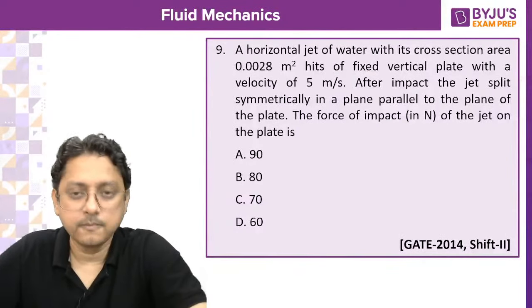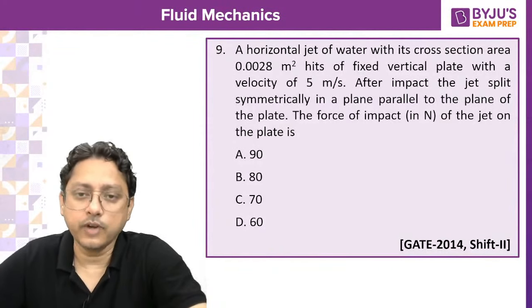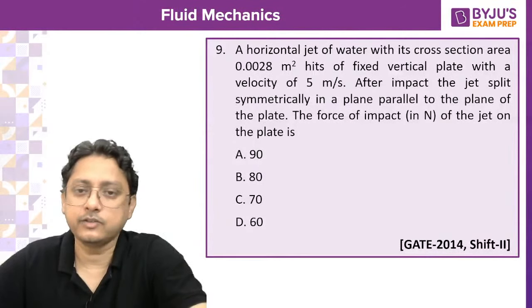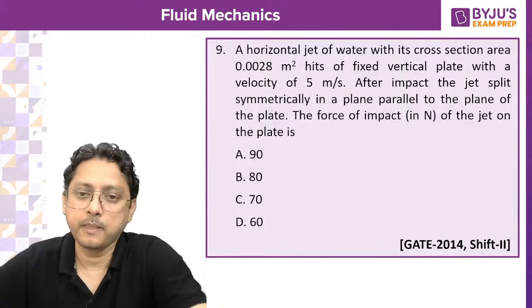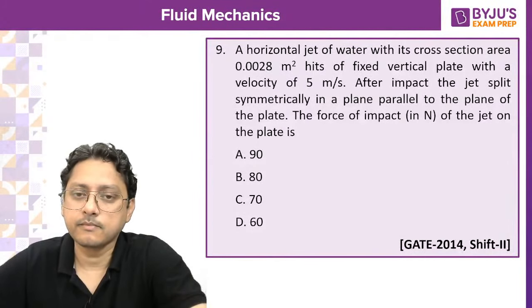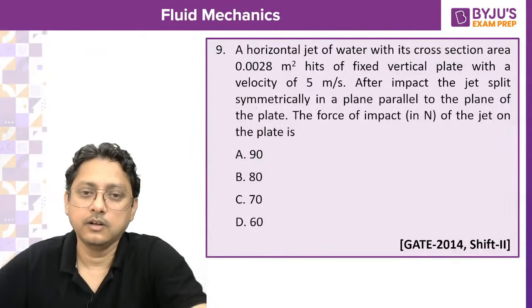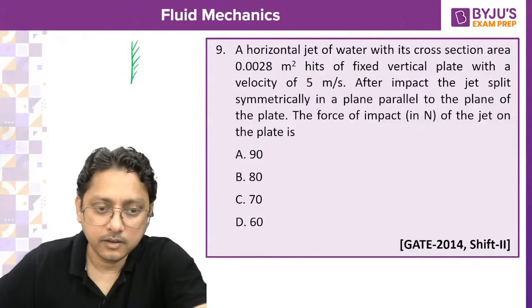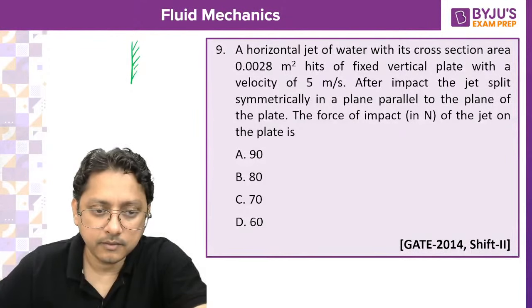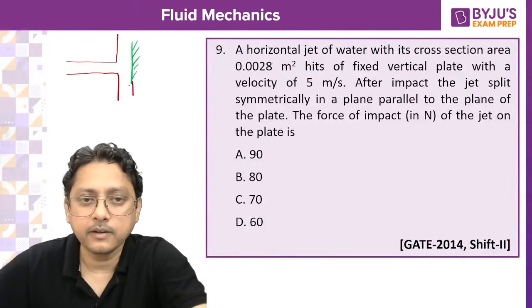Now another question. A horizontal jet of water with its cross-sectional area hits a fixed vertical plate with a velocity of 5 meters per second. After impact, the jet splits symmetrically in the plane parallel to the plane of the plate. Find the force of the impact of the jet on the plate. So this is maybe your plate and a jet is striking here and it is going away parallel to the plate.